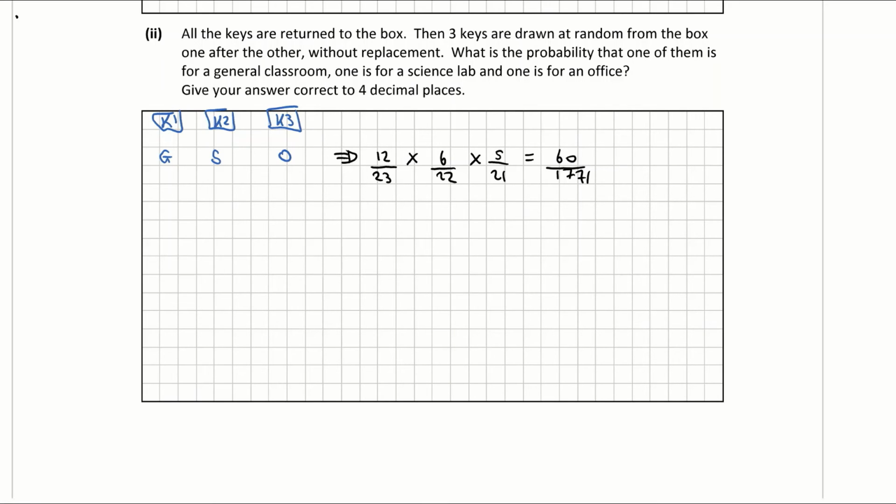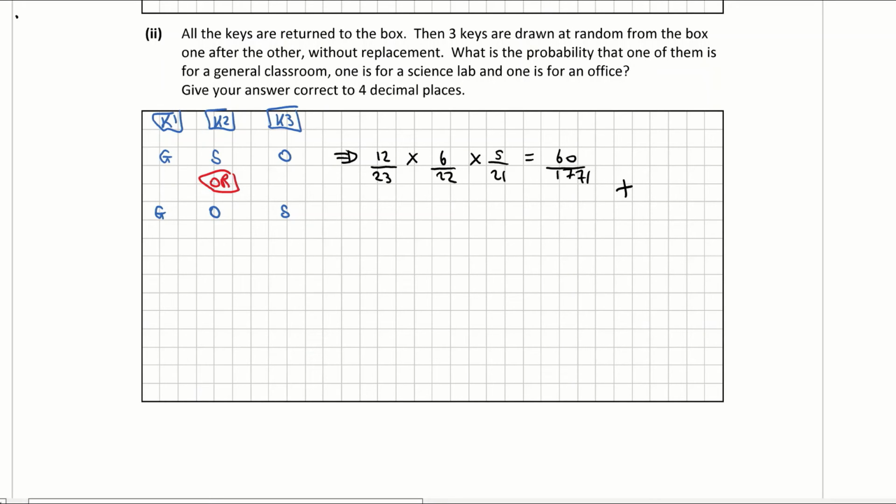But that's not the only one. What else can we have? We could have the general classroom, we could have an office, then followed by the science room. So we have to look at that situation. I'm looking at general, science, office, or general, office, science. So "or" is important here. We need to include that word "or". And in maths, in probability, "or" means to add.